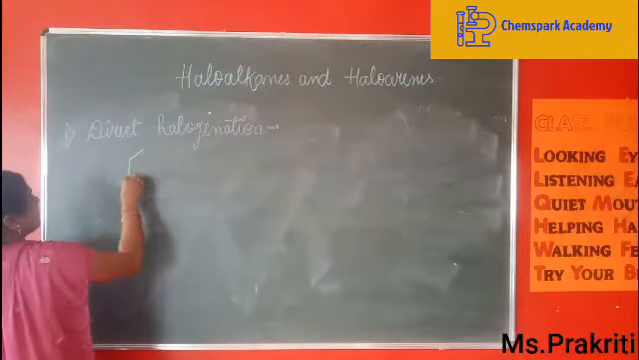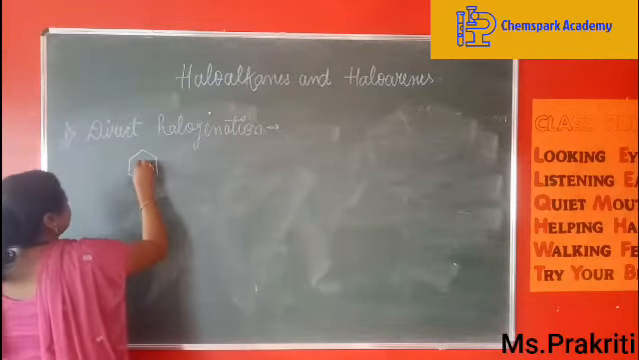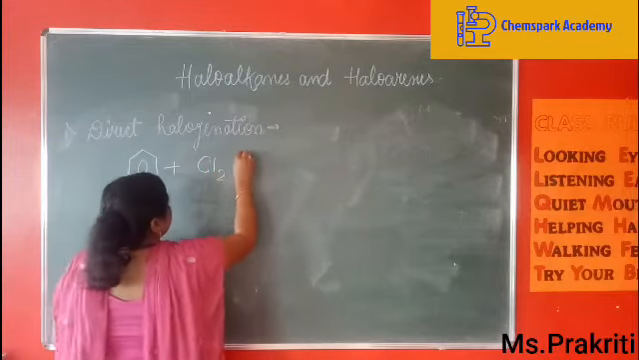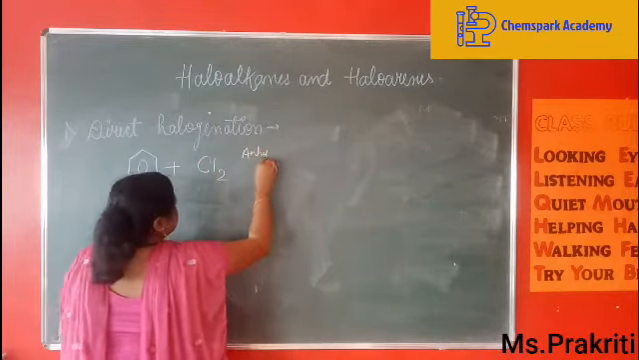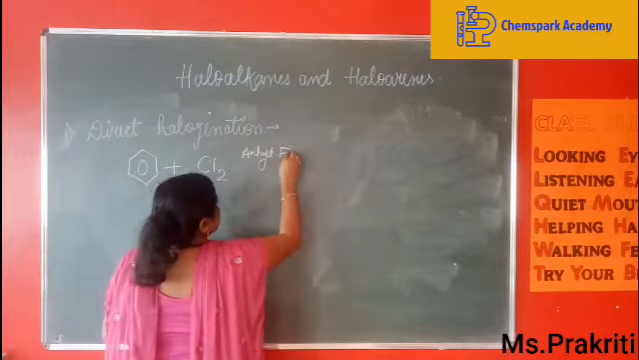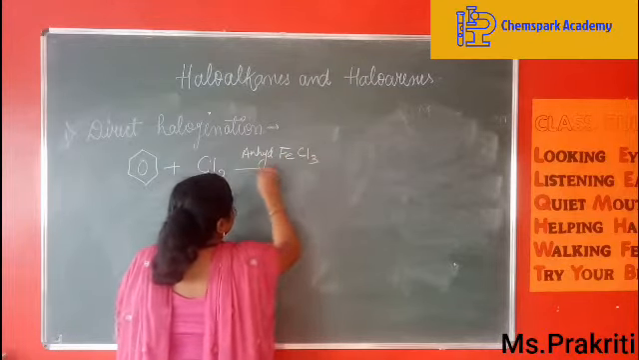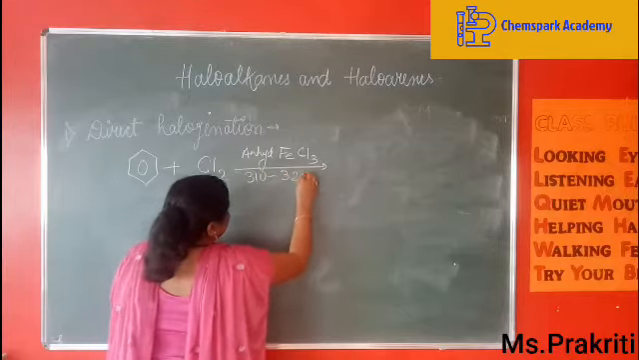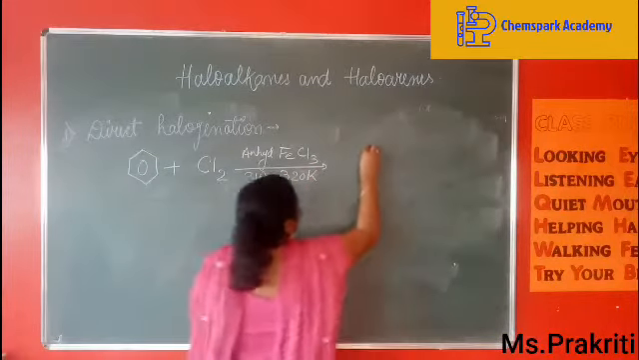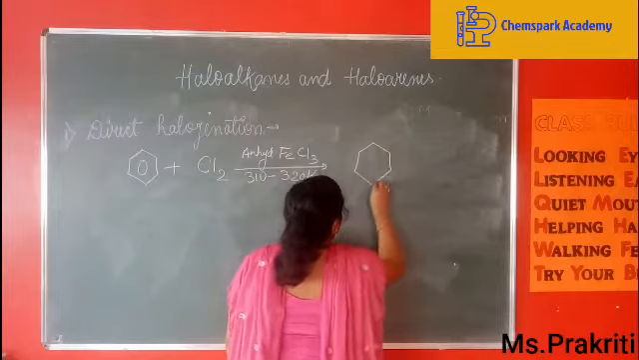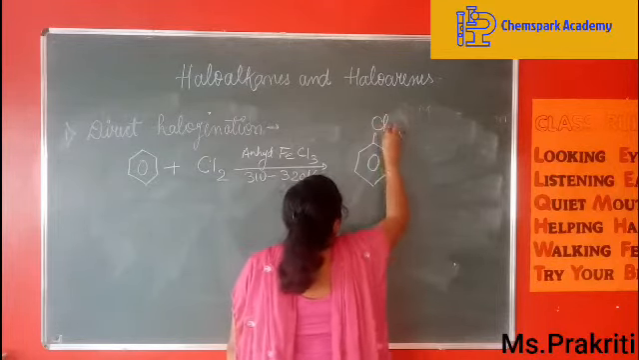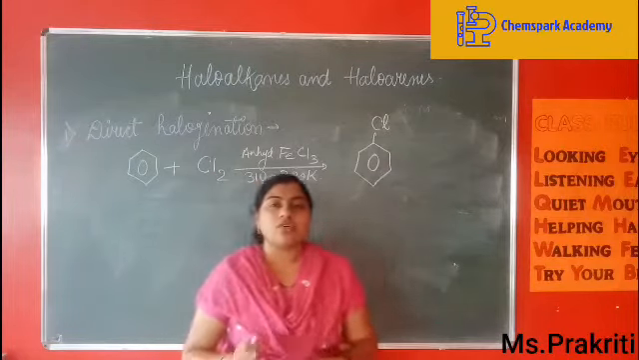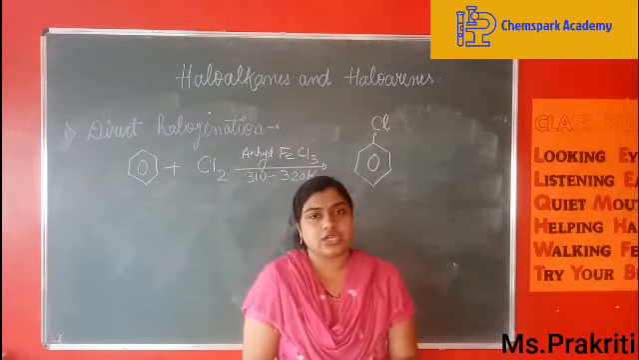That is, when we take benzene, we have the catalyst anhydrous FeCl3. The temperature range is 310 to 320 Kelvin. We will have chlorobenzene here. So this is the method of direct halogenation.